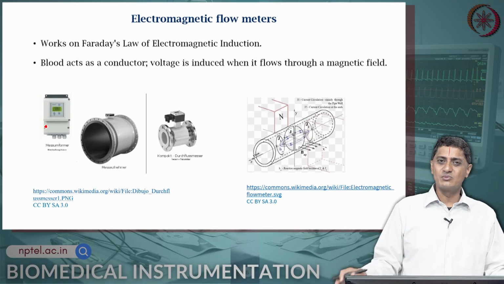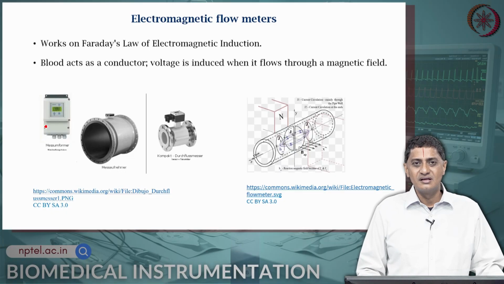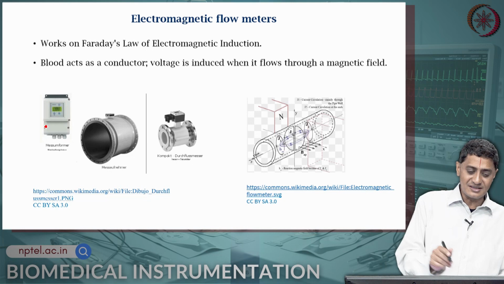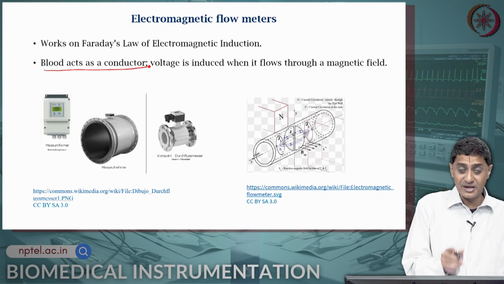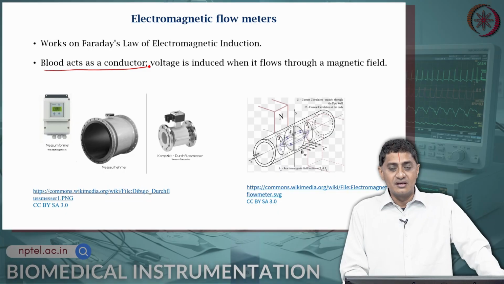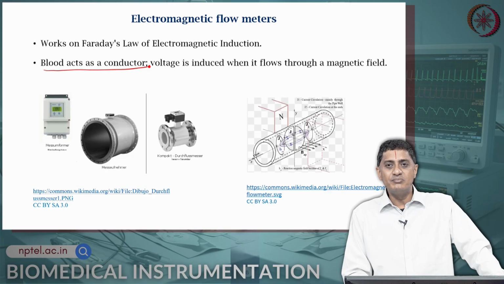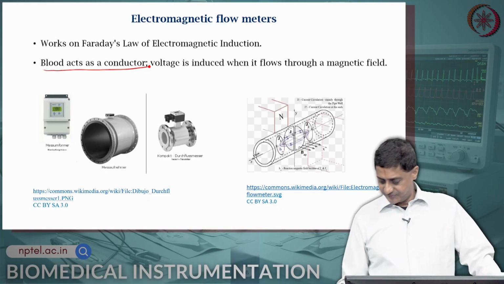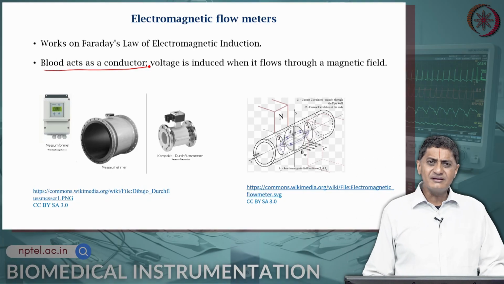This is what happens in a car dynamo or a car alternator, but in this case we are interested in measuring blood flow. In this case, it is the blood that is acting as the conductor, and so voltage is induced when blood flows through a magnetic field. So, a magnetic field is kept perpendicular to the blood flow, and in the third direction you try to pick up the EMF. Is the blood a conductor?